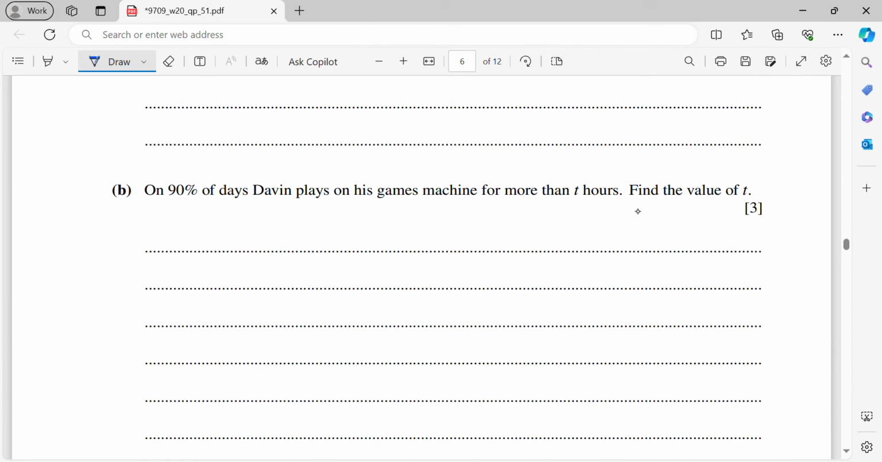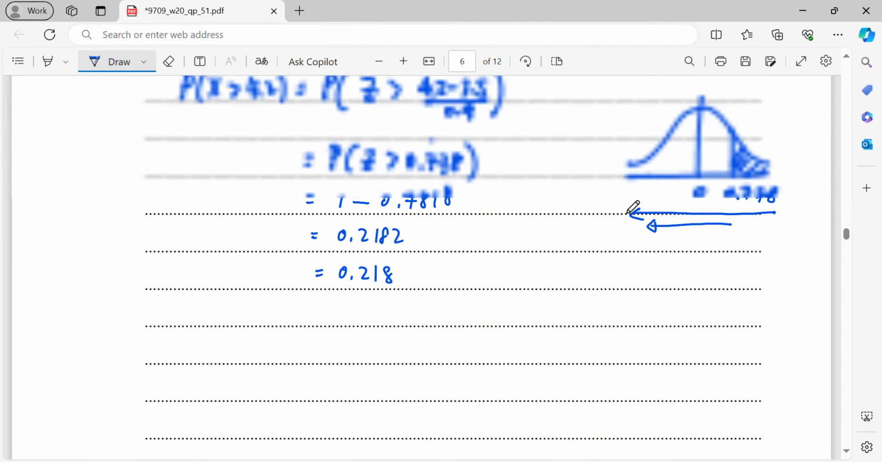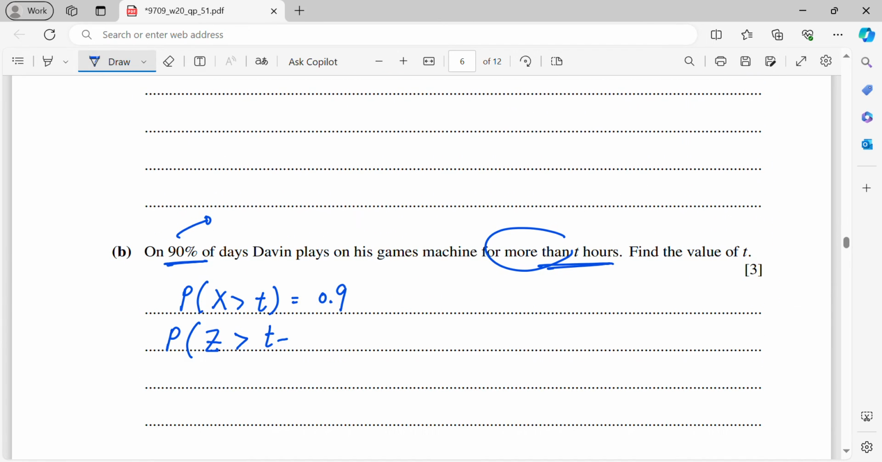Now B, on 90% of days, Darwin plays on his games machine for more than t hours. Find the value of t. So because of more than t hours means that P(X > t). Now change this 90% to decimal. That is 0.9. Okay, and now since your x is normally distributed, I standardize it. It will be t minus the mean, 3.5, so you minus 3.5 over 0.9. Then that is 0.9. Okay, so now right after this, just sketch a graph.